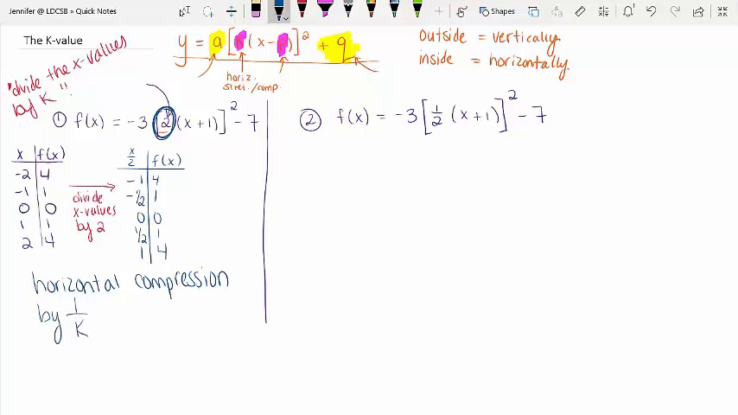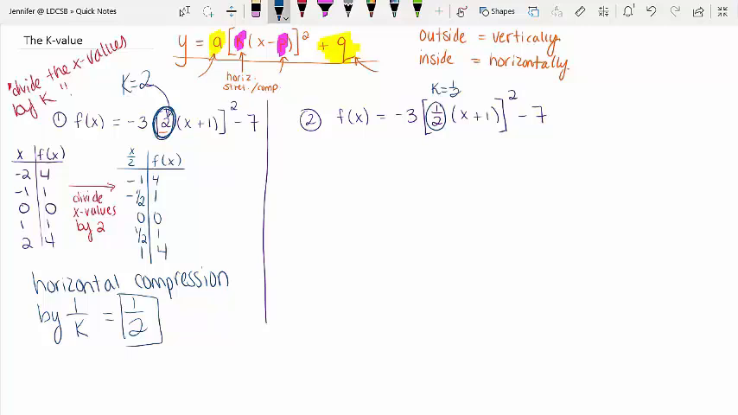Okay, so what was our k value? Our k value was 2, so we just plug in 2 for k. So for this question, you would say it's a horizontal compression by a half. Okay, let's try number 2. So our k value is a half.